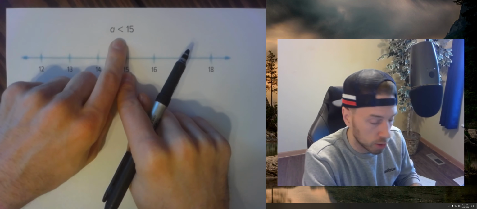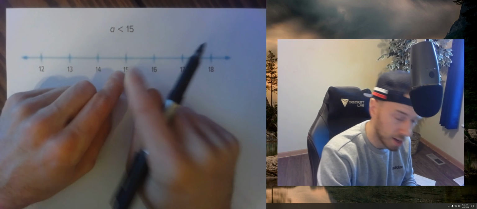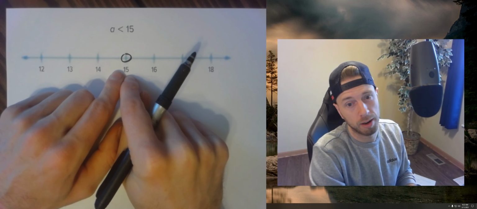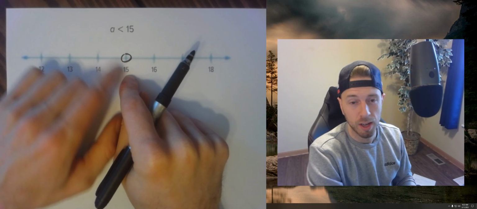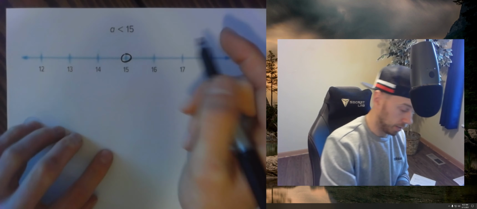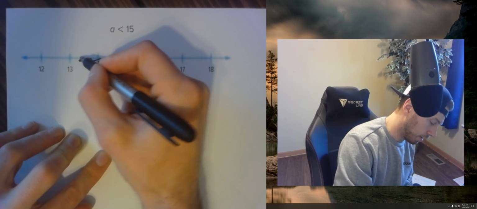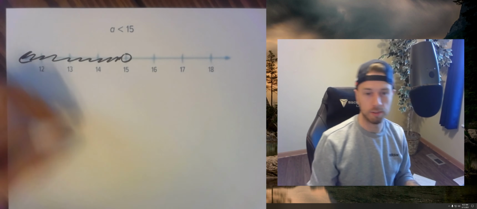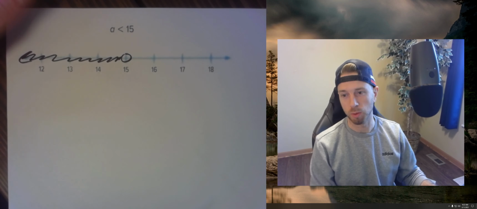The question is, do I use an open circle or a closed circle? Well, if it is just less than or greater than, it means it cannot be 15, right? It's got to be less than 15. So it can't be 15, and we don't fill the circle in. You only fill the circle in if it can be that number. We want everything less than 15, so we shade in everything less than 15 that way. And that's what our graph looks like here.